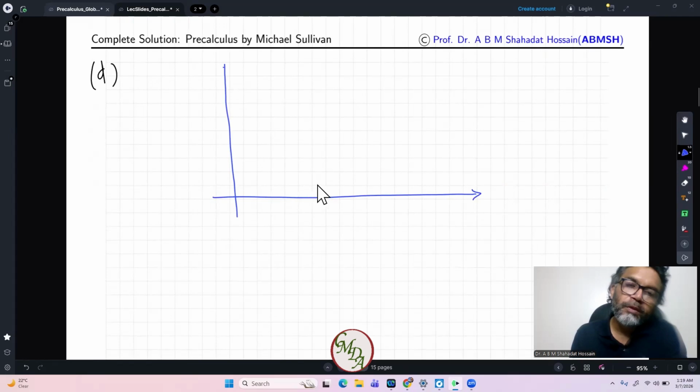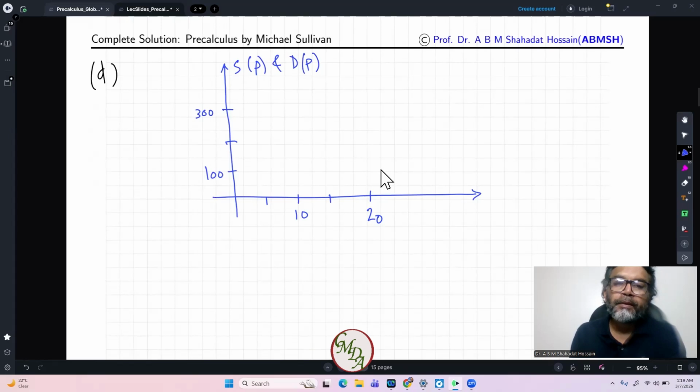Okay. So we got $10 for 50. So let's say 5, 10, 15, 20. And in this case, it is 250. So let's take 100, 200, 300 t-shirts. Okay. So in this case, S of P and D of P. So the equilibrium point is 10, comma 250. So this is the equilibrium point 10, comma 250. So our functions you can write on the other side.